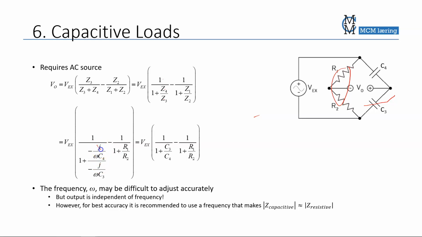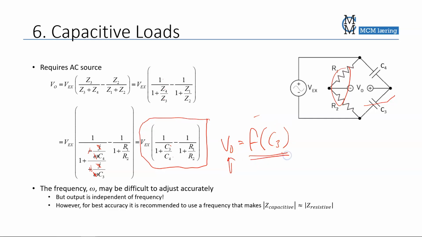Now the J here is eliminated by the J there. Omega there eliminates the omega there. The minus sign eliminates the minus sign here. So we get C3 over C4. So this is the resulting equation. Now, if C3 is our sensor, we see that V out is a function of C3. Voltage, a function of a change in a capacitor.